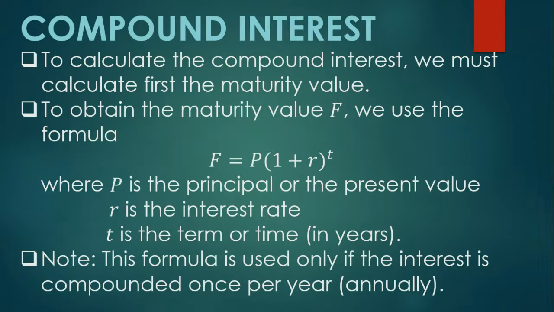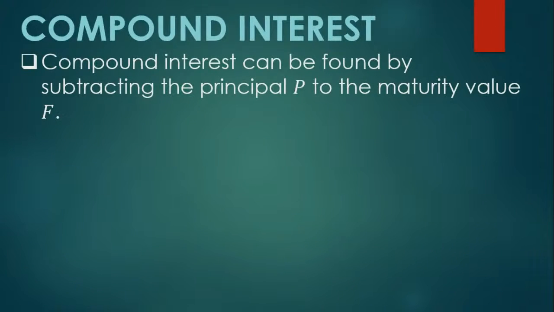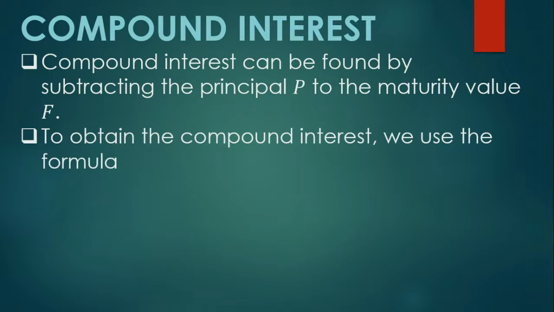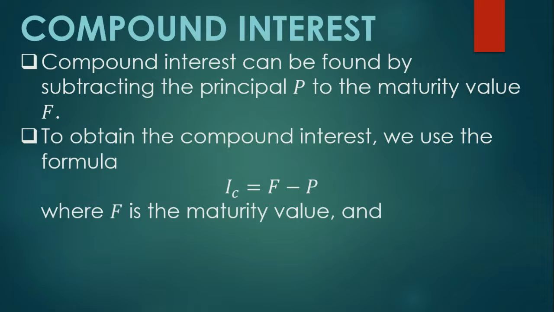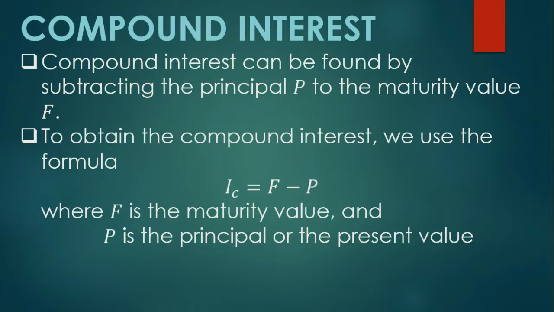So we have to be reminded with this note. This formula is used only if the interest is compounded once per year. Okay, so applicable lang yung formula na to kapag nakita natin na minsanan lang yung pagko-compound natin, yung compounding period natin every year. Okay? Compound interest can be found by subtracting the principal P to the maturity value F. To obtain the compound interest, we use the formula I sub C is equal to F minus P, where F is the maturity value and P is the principal or the present value.